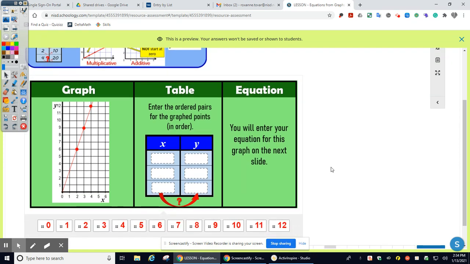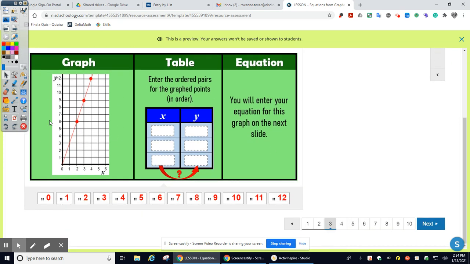All right, let's do that again. So here we can tell that this is a multiplicative graph because our graph is starting at the origin. But let's go ahead and place our graph points in order. So I'm going to go to my first dot again. I see that x is 2 and y is 6. So I'm going to put in 2, 6. Then I'm going to go to the next dot. Remember, we're going to put them in order. When x is 3, y is 9. So we're going to put in 3, 9.